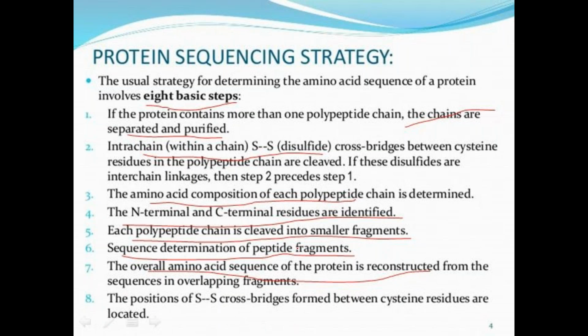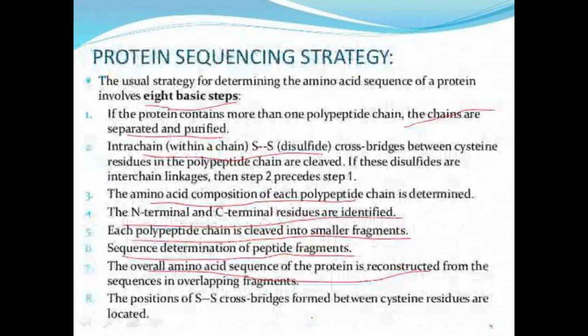Next, last but not least, what do we have to determine? The bridges present between the cysteine residues. We have to locate the position of the disulfide cross bridges that are formed between cysteine residues. These ought to be located. This is the process we have to do for the determination of sequence. These are the 8 steps mainly involved in determining the amino acid sequence of a protein.